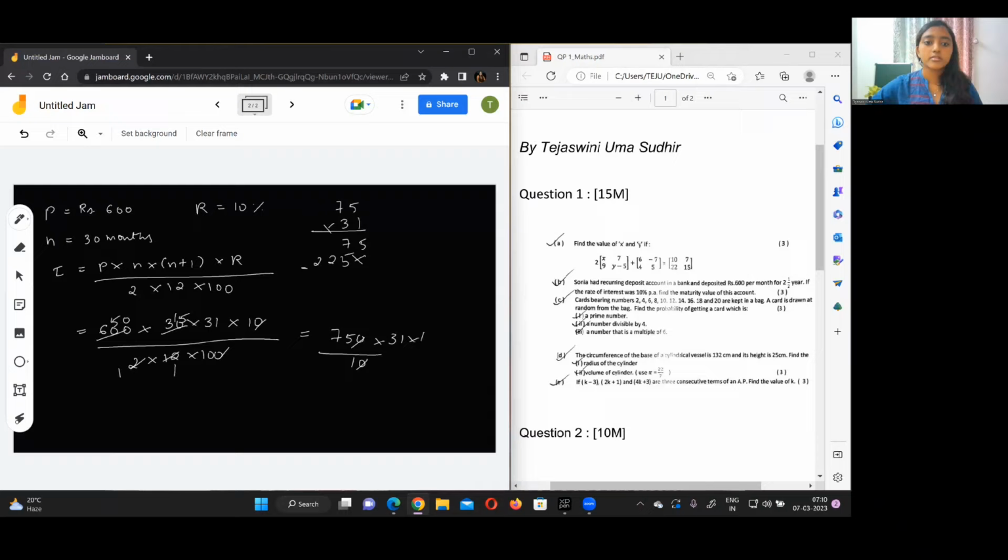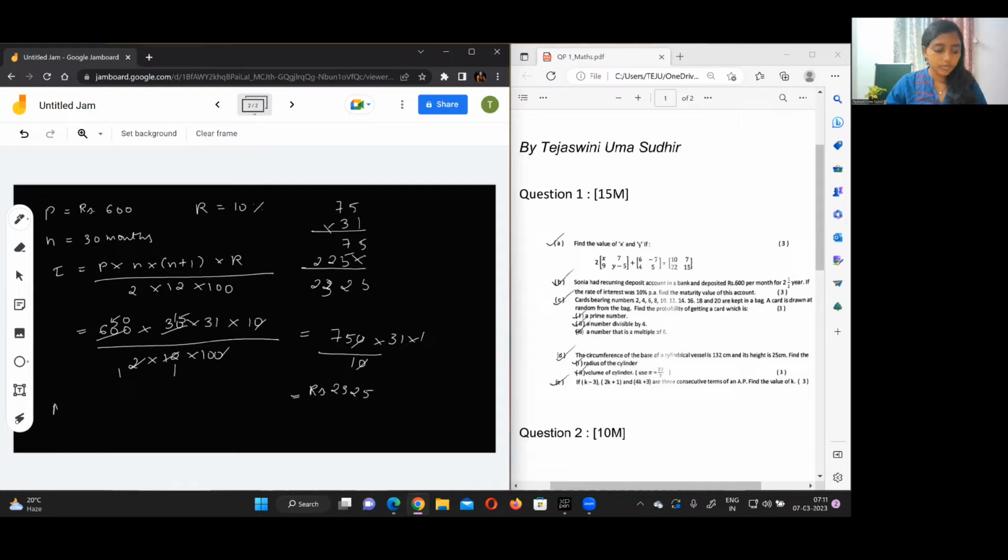So what you get is 2, 5, 7 plus 5, 8, 9, 10, 11, 12, which gives you rupees 2,325. Right? So this is not your answer. This is just the interest value. Now, you are asked to find the maturity value.